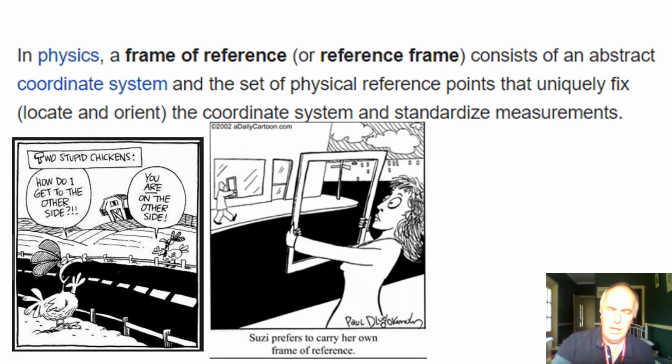Now, as said, rather than going into the options straight away, we'll go into the question and work backwards all the time. So let's read this. In physics, a frame of reference, or reference frame, consists of an abstract coordinate system. So it's actually a concept. You can't actually have a coordinate. We used to joke at school that the coordinate system was held in Paris. And a set of physical reference points that uniquely fix, locate and orient the coordinate system and standardize the measurement. So there's usually a unit meter in various directions. So you've got a unit x meter, y meter, z meter.